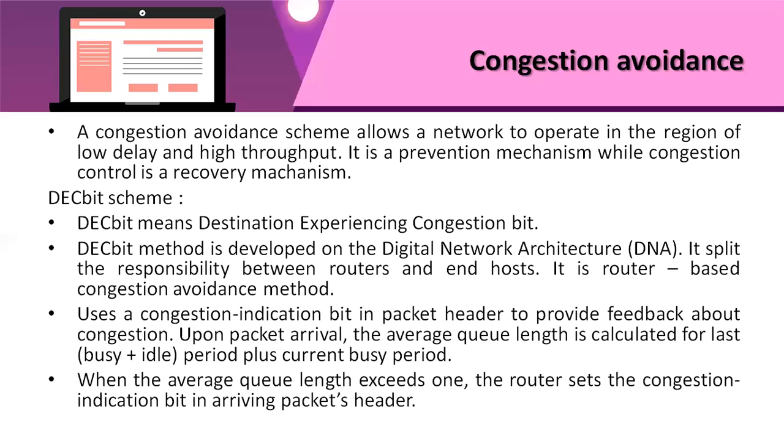Congestion avoidance uses two methods. The first method is the DEC bit scheme. The second one is RED, random early detection. In this video we discuss only these two techniques of congestion avoidance. So the first technique is the DEC bit scheme.